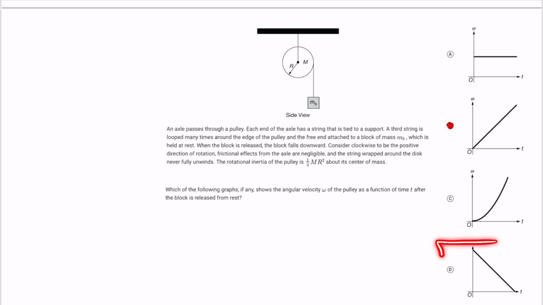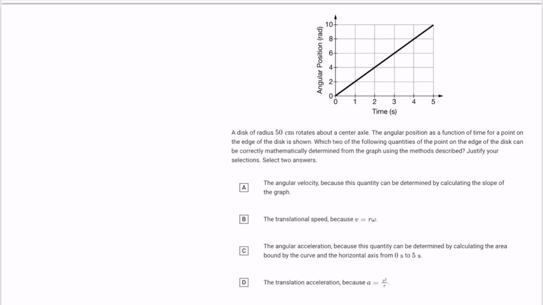And then D shows that the angular velocity is going to start at some value and then go to 0. We already were told that it started from rest. So we need a graph that shows that the angular velocity is going to start at 0 and that it's going to increase consistently. So the only one here is B.